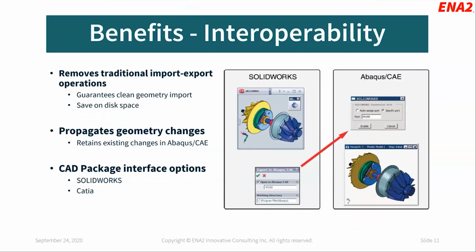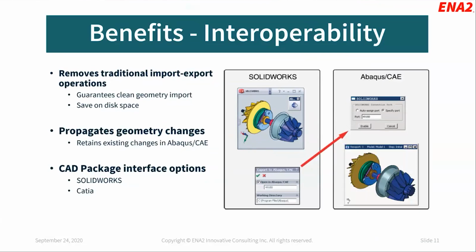Another benefit that we have with Abaqus is that it has very strong interoperability features. So you remove the traditional import and export operations that would otherwise have to be done from CAD packages, and that leads to a lot of cleanup issues. Bottom line is that the engineer spends a lot of time cleaning up either the CAD or the mesh, which prolongs the simulation preparation process.